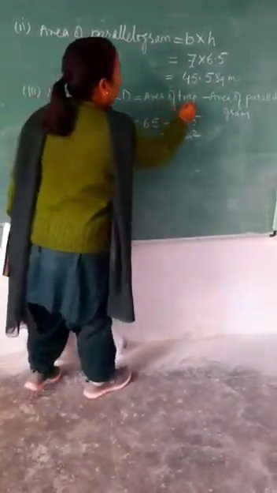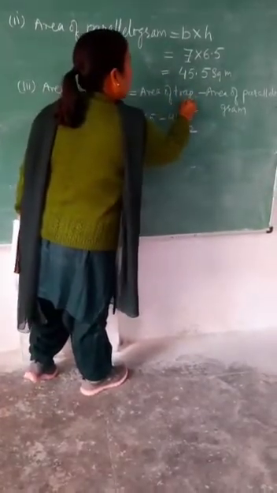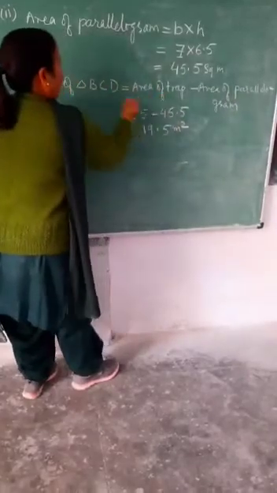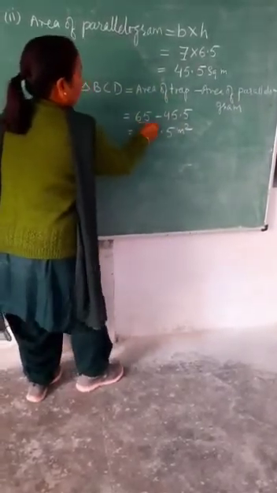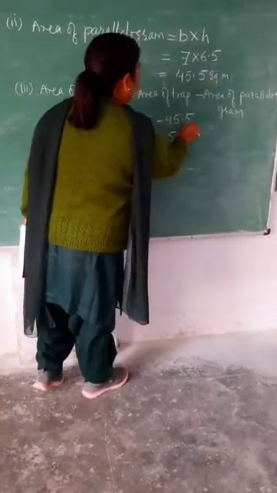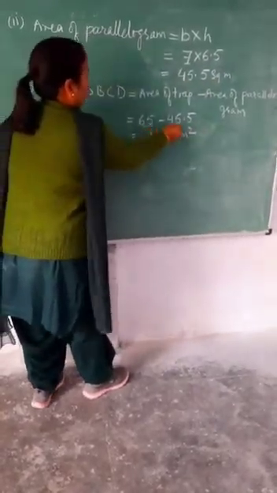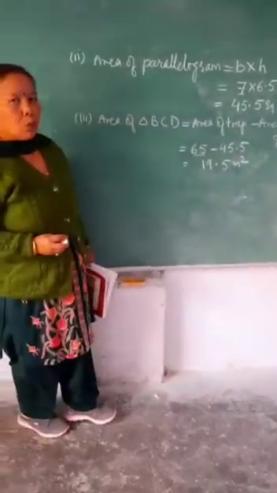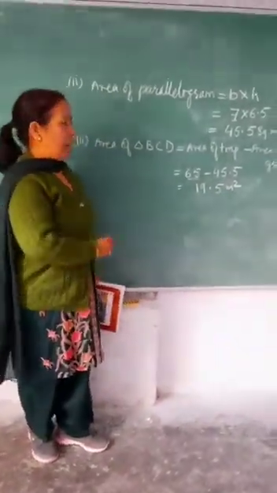The area of triangle BCD is equal to the area of the whole figure, that is the area of the trapezium, minus the area of the parallelogram. The area of the trapezium is 65 and the area of the parallelogram is 45.5, and if we subtract these two numbers we get 19.5. So 19.5 meter square is the area of the triangle.